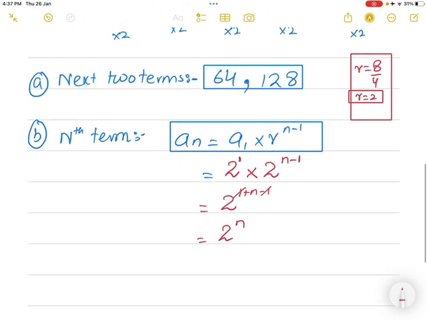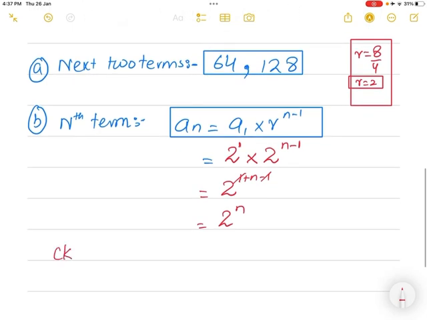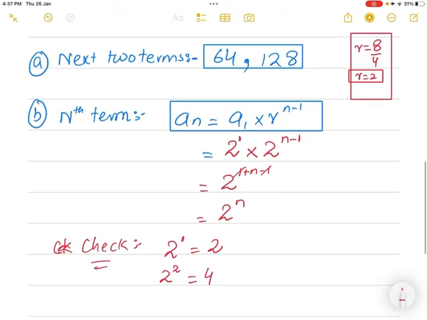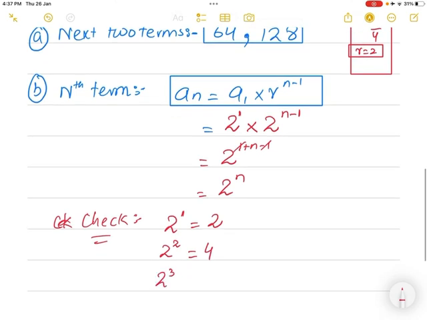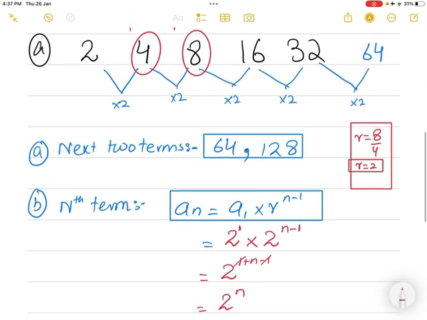So let's check the question now. Now I have the formula. Check: if I put n equals 1, I get 2. If I put n equals 2, I get 4. If I put n equals 3, I get 8. And if I put n equals 4, I'll get 16. So this is the 4th term and it is equal to 16.